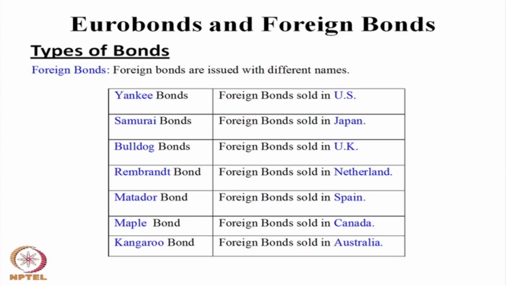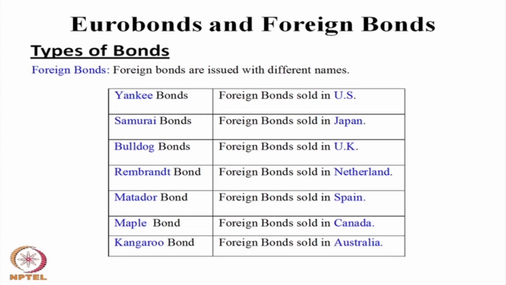If you see, there are bonds called Yankee bonds: foreign bonds sold in the US are known as Yankee bonds. Similarly, foreign bonds sold in Japan are known as samurai bonds. Similarly, foreign bonds sold in the UK are bulldog bonds. Similarly, foreign bonds sold in Spain are matador bonds. The Maple bonds are foreign bonds sold in Canada. There may be some bonds sold in Australia and New Zealand, known as kangaroo bonds.